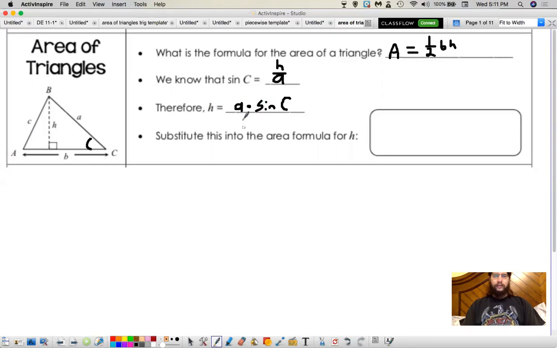And if we plug that in, B is B, H is A times the sine of theta, whatever angle you've got there. And the area is now going to be 1/2 base times, instead of H for height, A sine of theta. I'm going to use theta. Let's call this angle theta right here. Yeah, that'll fix everything.